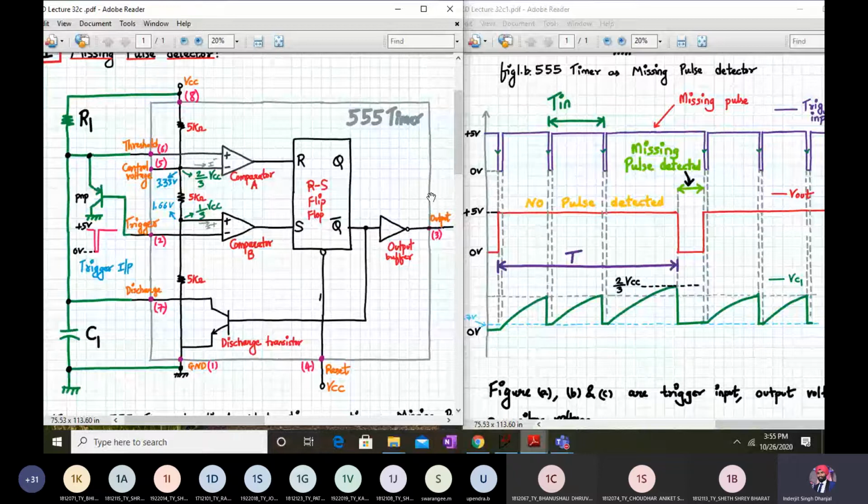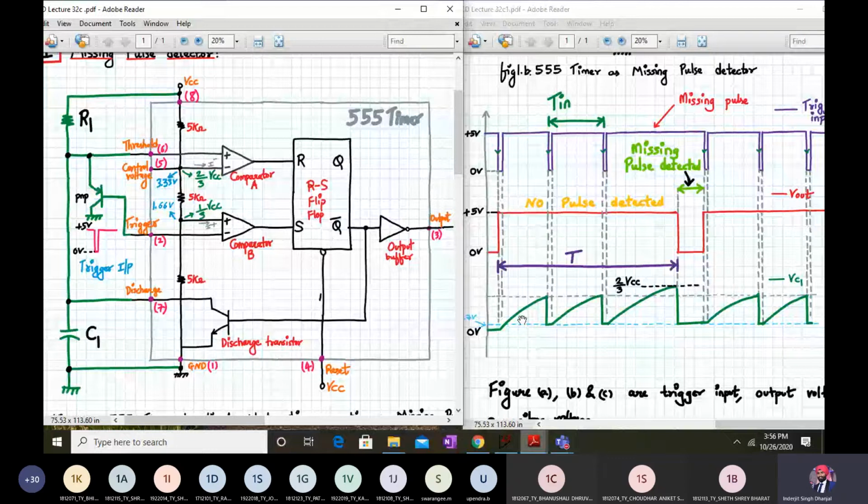Also at the same time, we are assuming that the trigger pulse is high initially. So the trigger pulse high is applied to pin number 2, and a high voltage is applied to the minus terminal, so comparator B output is also low. So S is also low. So R and S are 0 0. What will be my Q? Q will be no change. And we are assuming that the output is also 0.